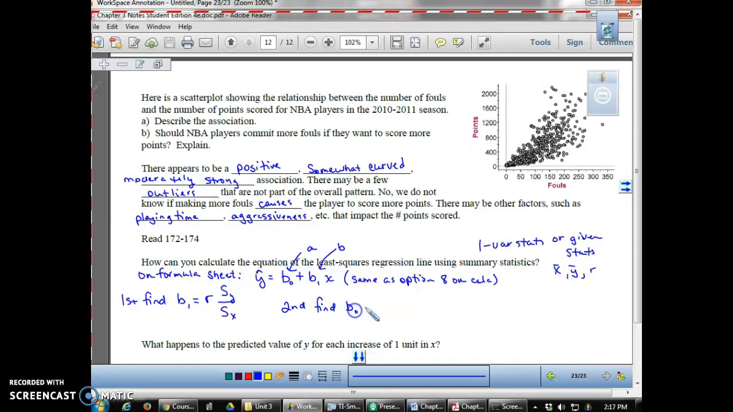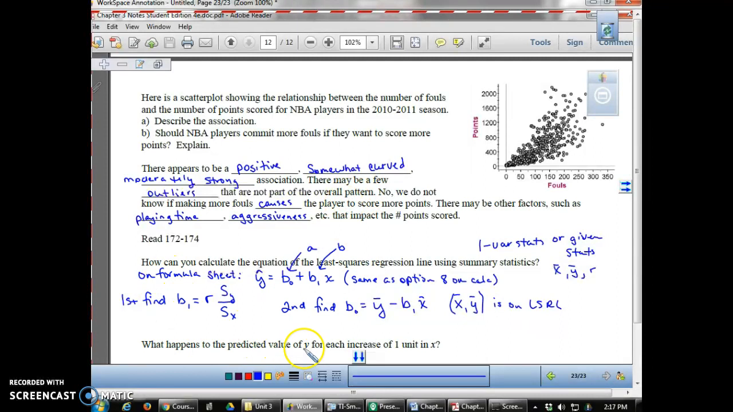So find b naught, which is going to be y bar, that's just your average y, minus the slope you just found, and then times x bar. Because remember, the least squares regression line has the point x bar, y bar on it. Okay, so that's a two-step process.